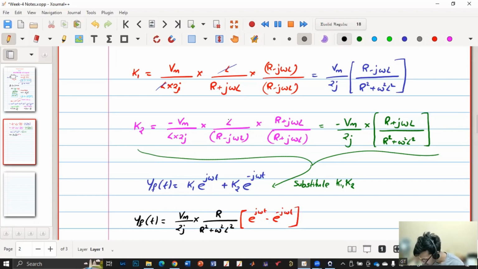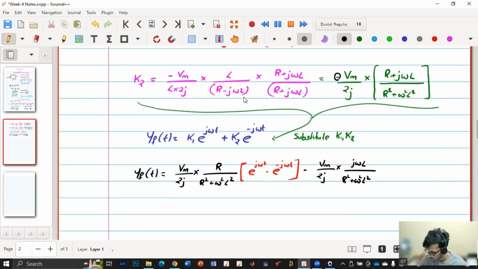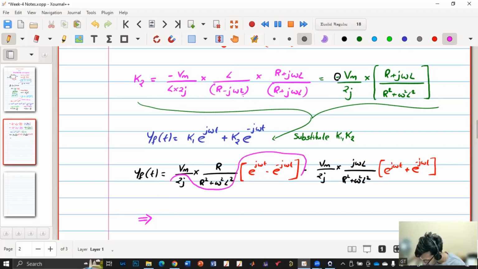And in the second term, I'll take minus Vm by 2j common because there is a minus term here, and again there is a minus term here. So I'll take minus Vm by 2j into j omega L by R square plus omega square L square common. As both minus signs have been taken common, it will be a plus. So it will be e to the power j omega t plus e to the power minus j omega t. Is this clear until this point? I have just segregated this term and that term so that I can write in sine and cosine terms the way we want. Okay, so now we know that this term is what?